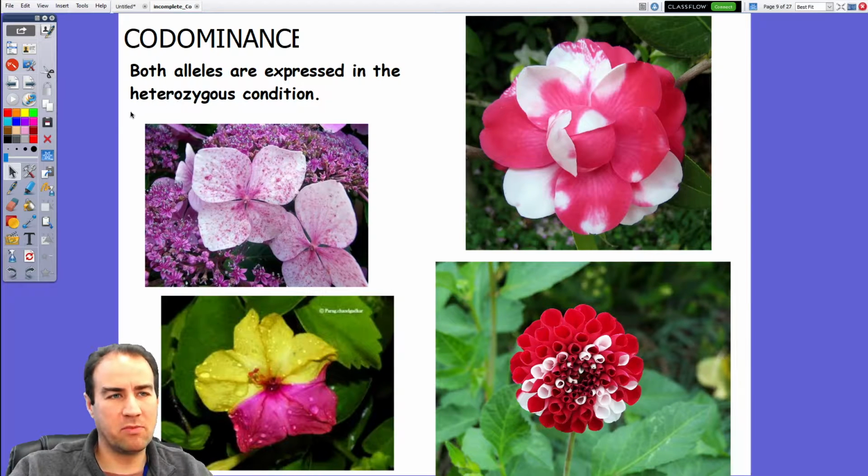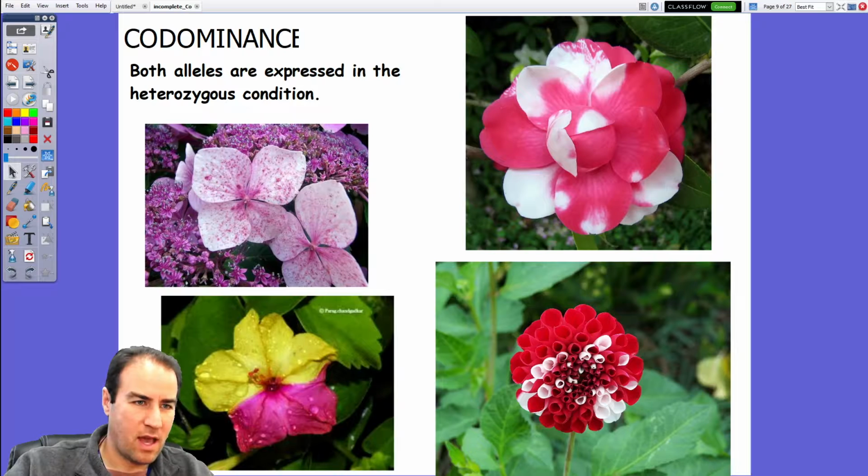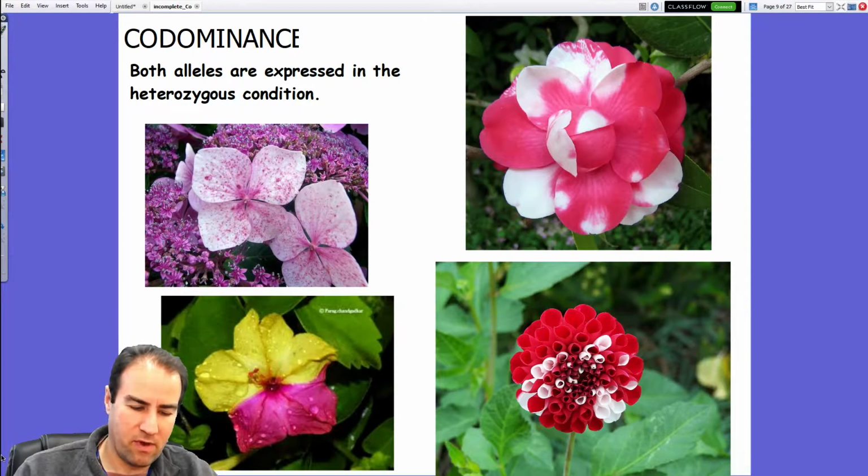But you get some cool outcomes here with the different flowers. Some have individual petals that are white and some are red, and then some just have dots, like polka dots. And then this flower down here, you get half pink, half yellow.